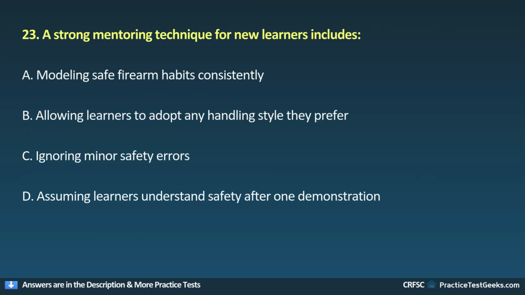23. A strong mentoring technique for new learners includes A. Modeling safe firearm habits consistently. B. Allowing learners to adopt any handling style they prefer. C. Ignoring minor safety errors. D. Assuming learners understand safety after one demonstration.